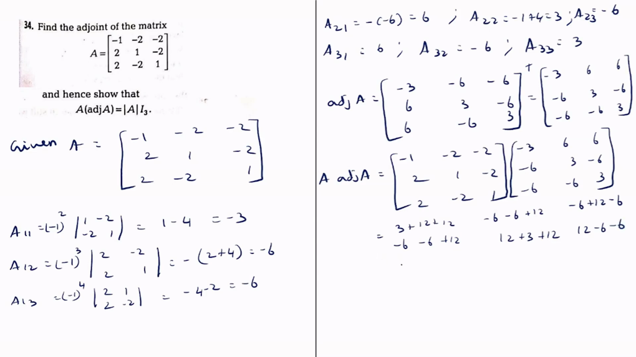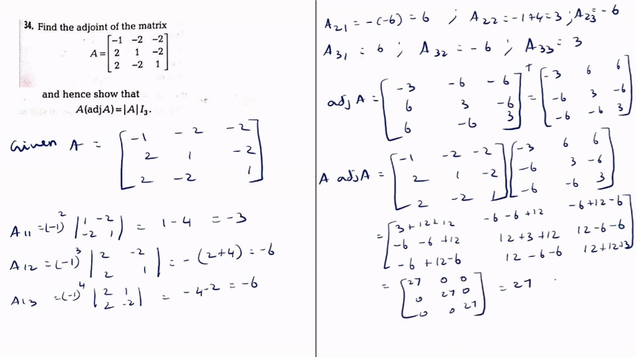Then third row, first column, minus 6 plus 12 minus 6. Then third row, second column, 12 minus 6 minus 6. Third row, third column, 12 plus 12 plus 3. So this is 12 plus 12, 24 plus 3, 27, 0, 0, 0, 27, 0, 0, 0, 27. So this is 27 into I3.